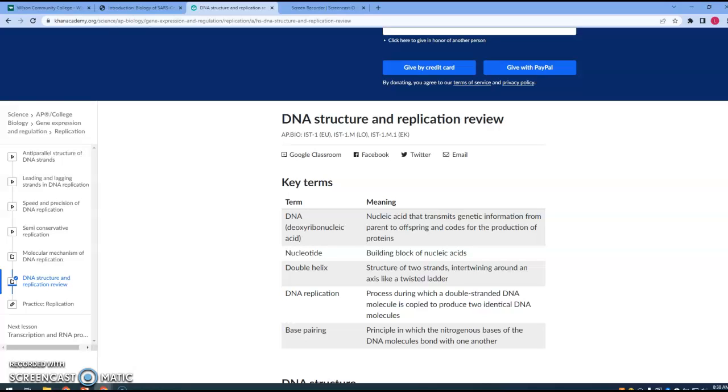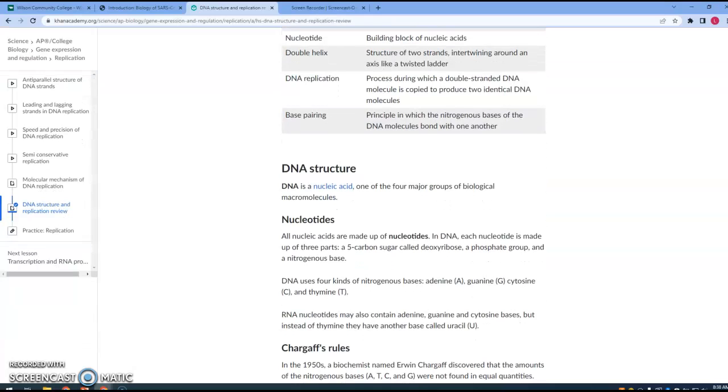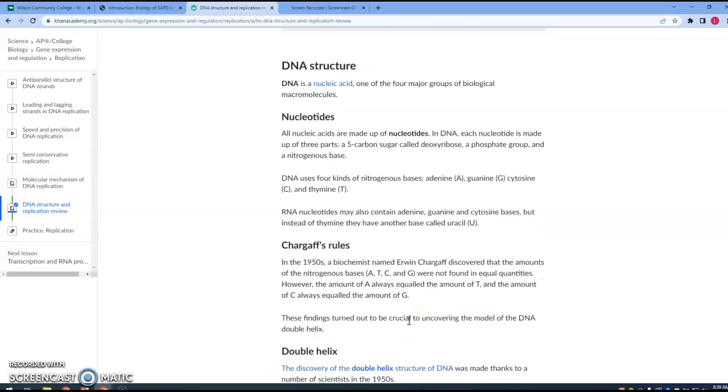And base pairing is the principle in which the bases of the DNA bond with one another. Okay, so DNA is a nucleic acid. It is composed of nucleotides, and the nucleotides contain one of 4 different bases, either A, G, C, or T. And remember that when we take the template DNA and make a copy of it, we have to know which bases will pair with which bases, and that comes from Chargaff's rules. And Chargaff found out that the A's always pair with T's and the C's always pair with G's.